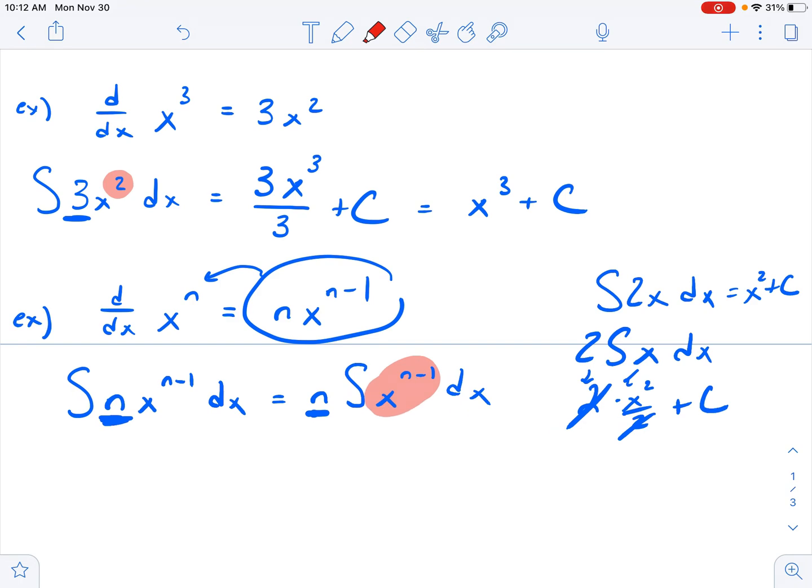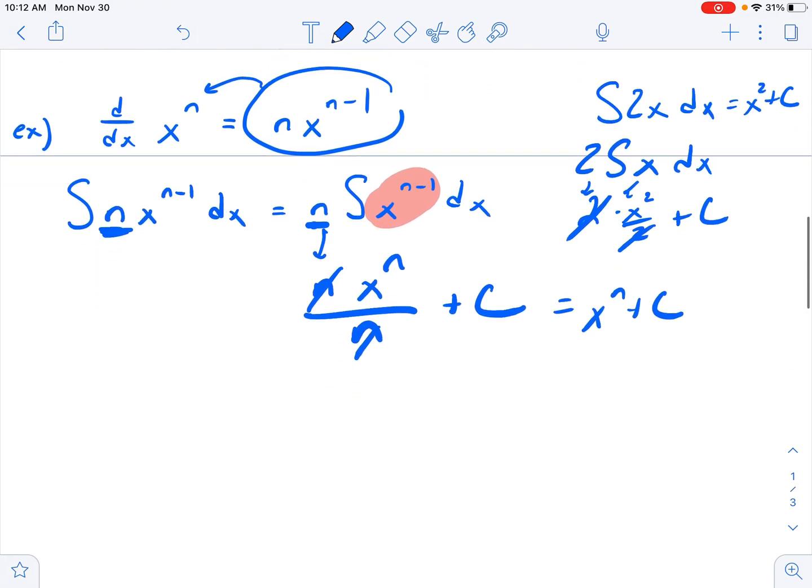But now again, think about it. Here's the power of x. What are we going to want to do to that? I'm going to want to add 1. That takes me back to x to the n power. I have this coefficient of n to begin with. What do I need to turn around and divide by to get that n out of there? Another n. Okay? And here we get back x to the n plus c.